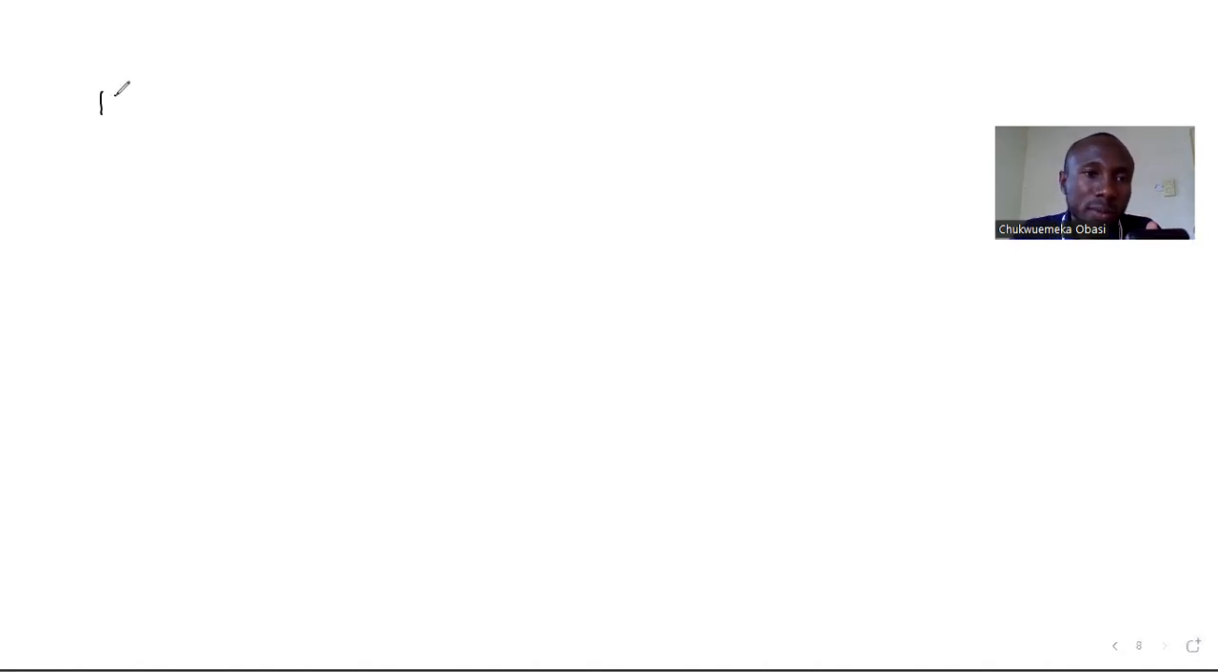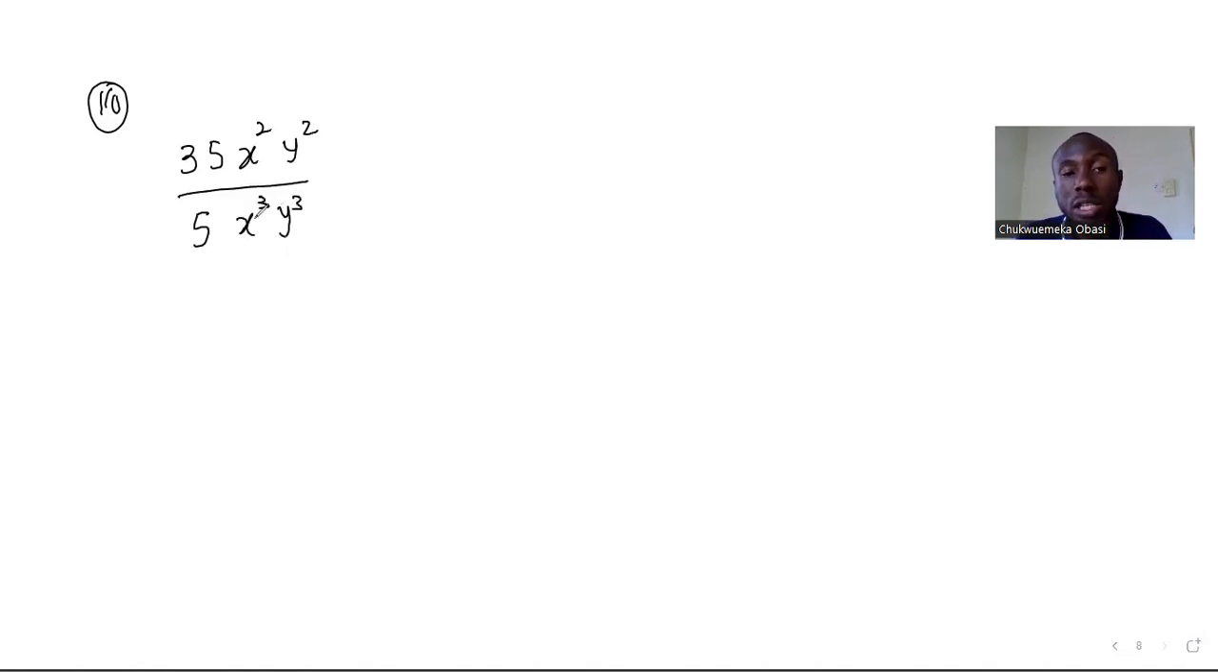Question 16. It says 35 x squared y squared over 5 x cubed y cubed. How do we simplify this? The way I like to do this, I like to split them up. So I have 35 over 5 times x squared over x cubed times y squared over y cubed. They are all the same thing. Now, 5 can divide 35. That will give me 7.